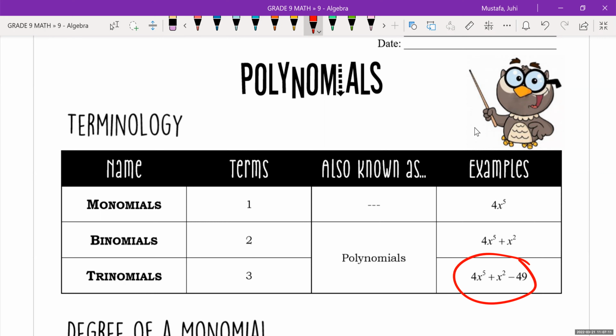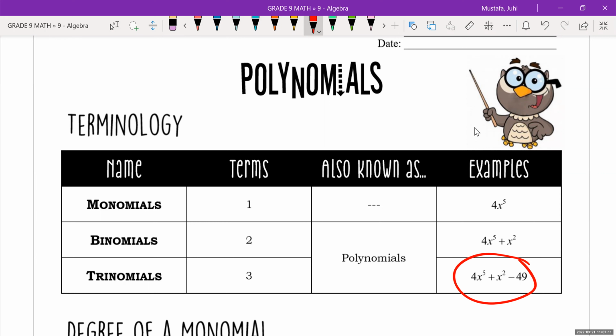It's just nothing there. So what's the highest degree in this case? 5, and that is the degree of the entire polynomial. All right, last couple of questions, and then we're done.